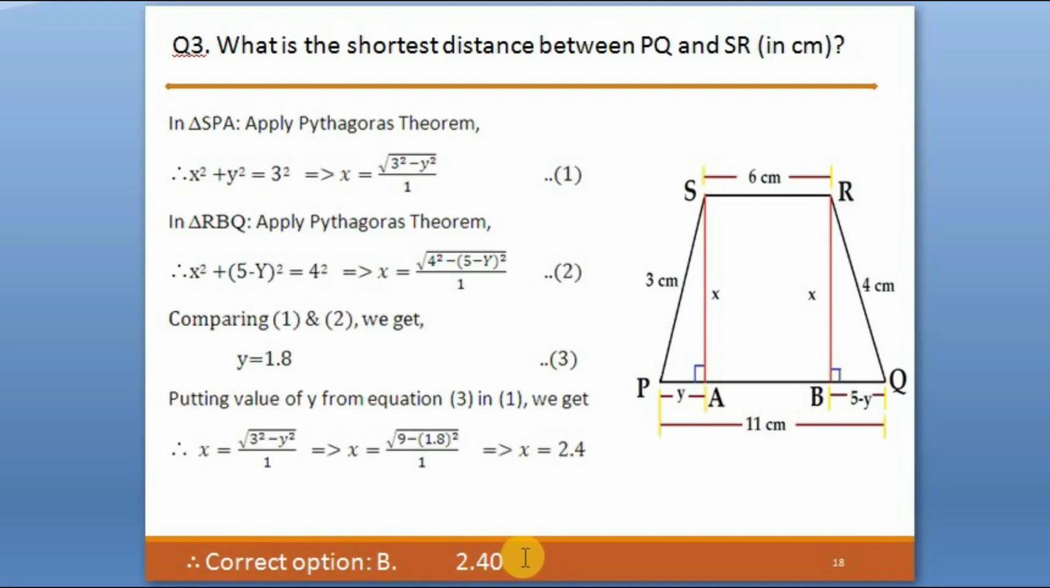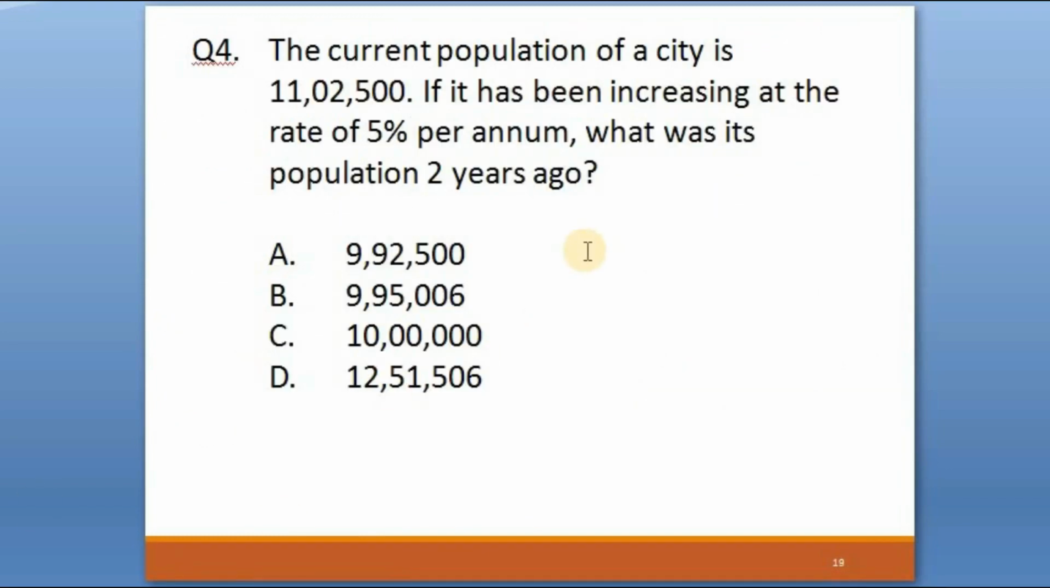Now let's move to the next question. A current population of a city is 11,02,500. If it has been increasing at the rate of 5% per annum, what was its population 2 years ago? Now we have to understand the question actually. Present population is given, but he is asking what was its population 2 years back, and the population is increasing 5% per annum.